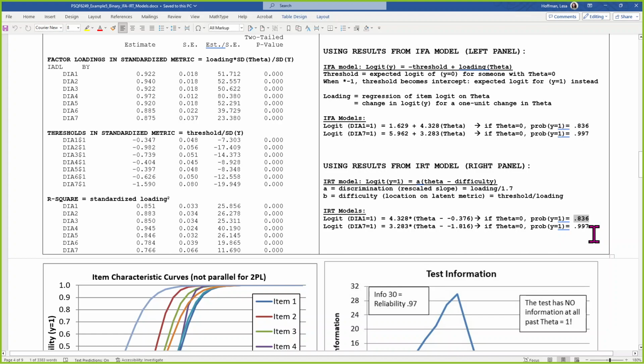So at the end of the day, what this model is doing is predicting the probability of a 1 response or a 0 response given any item for any person. How it gets there is the difference between IFA and IRT. IFA is loadings and intercepts or thresholds. IRT is discriminations and difficulties.